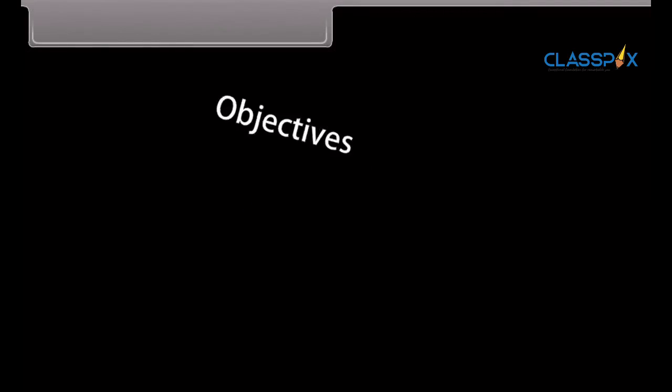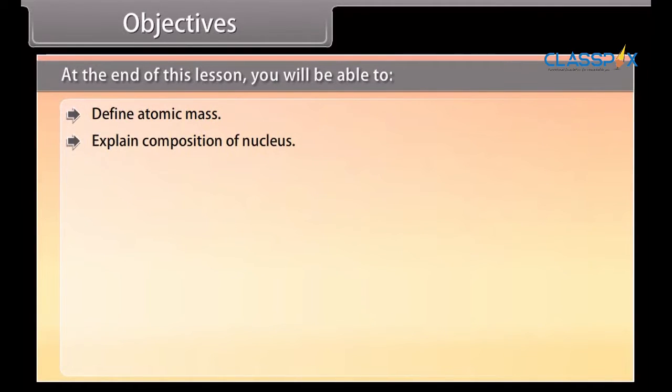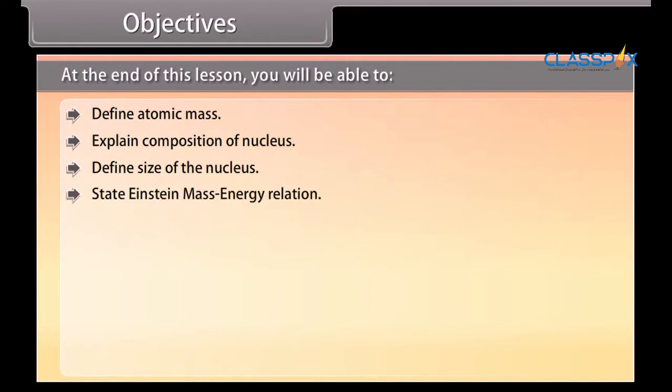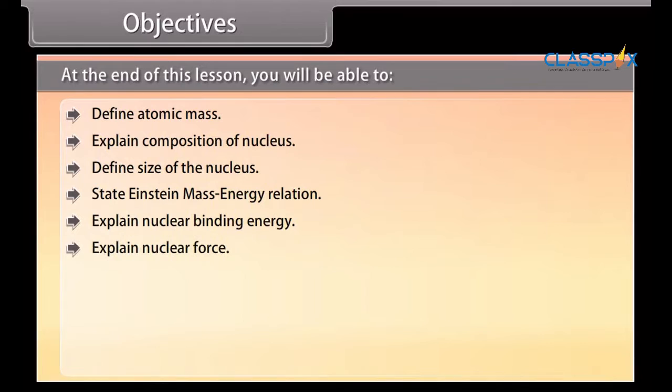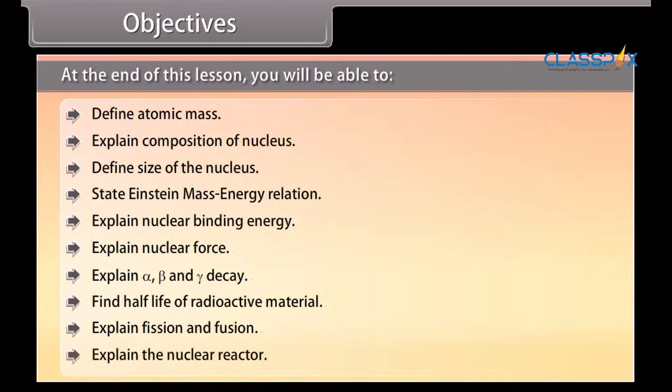Objectives. At the end of this lesson, you will be able to define atomic mass, explain composition of nucleus, define size of the nucleus, state Einstein mass-energy relation, explain nuclear binding energy, explain nuclear force, explain alpha, beta and gamma decay, find half-life of radioactive material, explain fission and fusion, and explain the nuclear reactor.